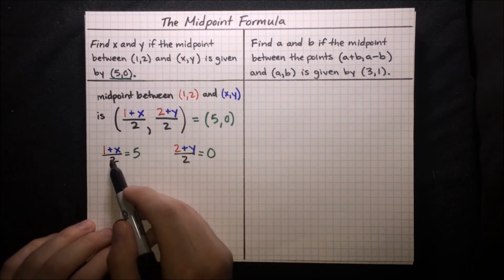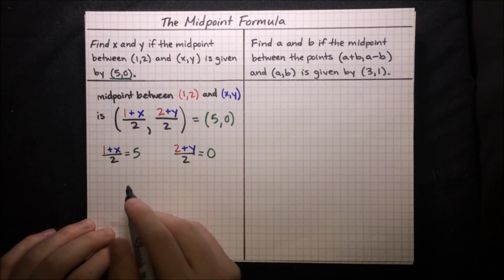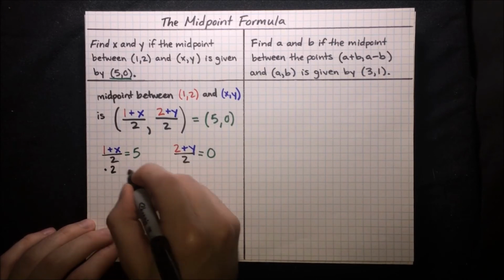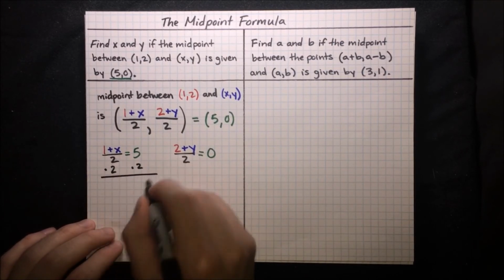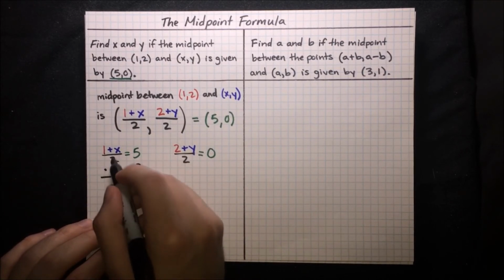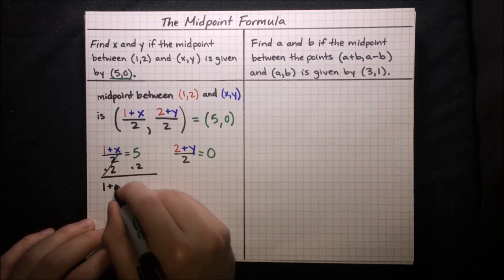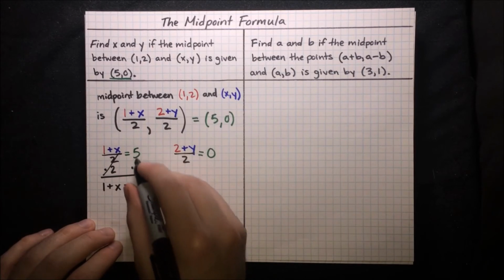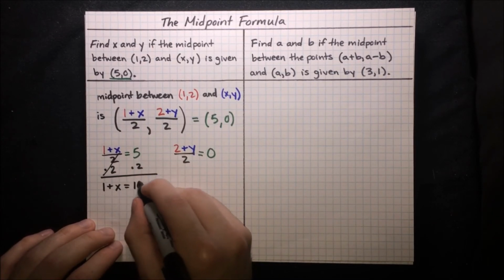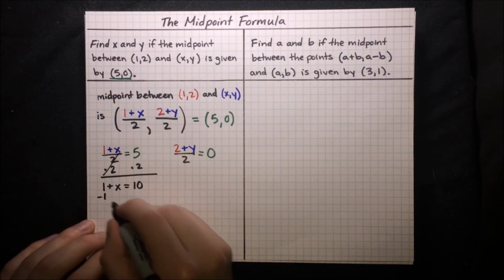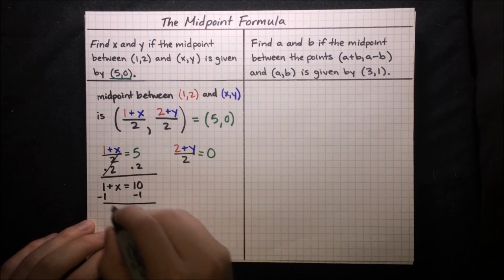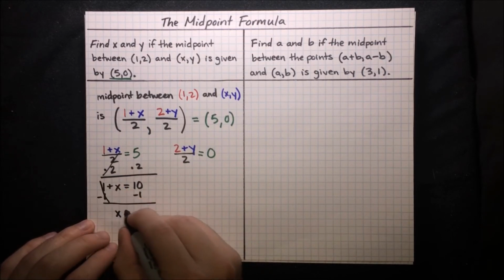Let's solve for x first. So to get rid of this divided by 2, let's just multiply by 2 on both sides. Multiply by 2, that'll cancel with this divided by 2, and then we just have 1 plus x on this side, so 1 plus x is equal to 5 times 2, which is 10. Now we just have to subtract 1 to get x alone. Subtract 1 from both sides, we get x equals 10 minus 1, which is 9.